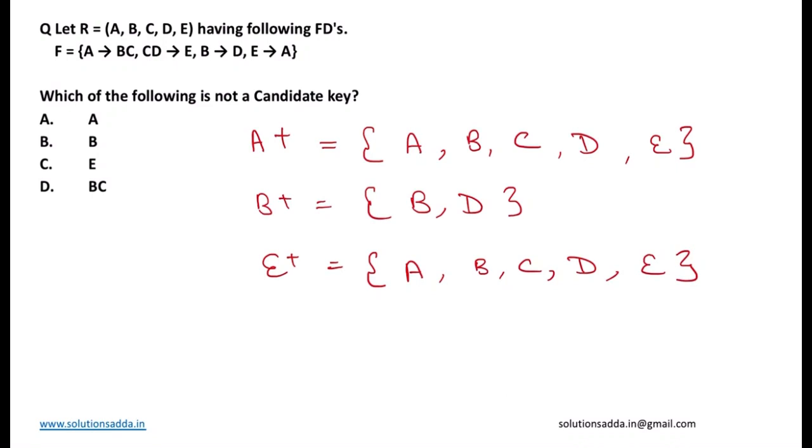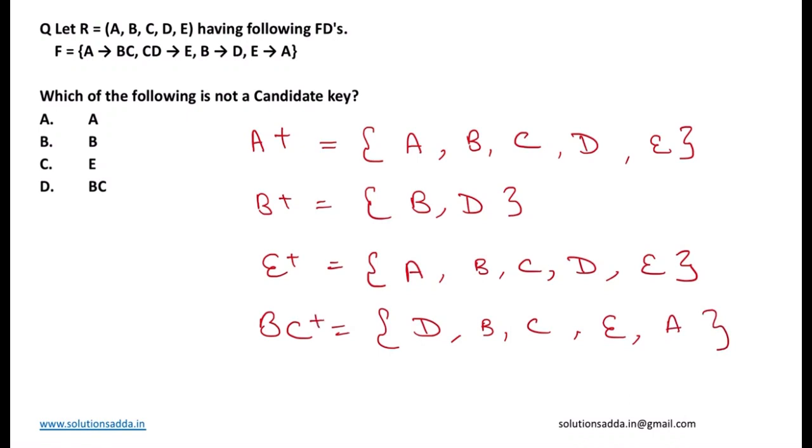Again, closure of BC is: B determines D, and B and C are themselves part of the closure, and CD determines E and E determines A. Therefore again A, B, C, D, E is part of the closure of BC.